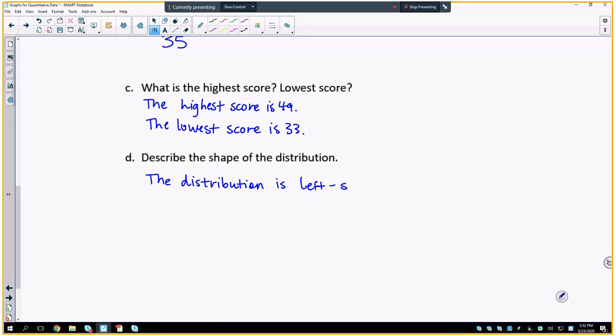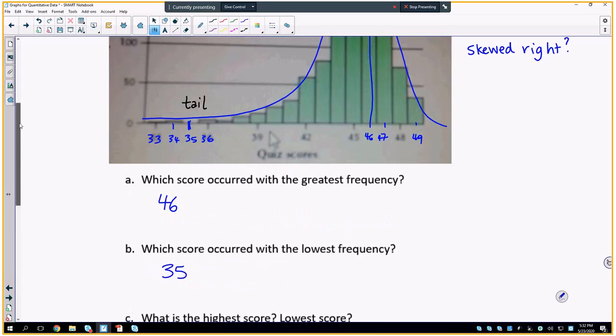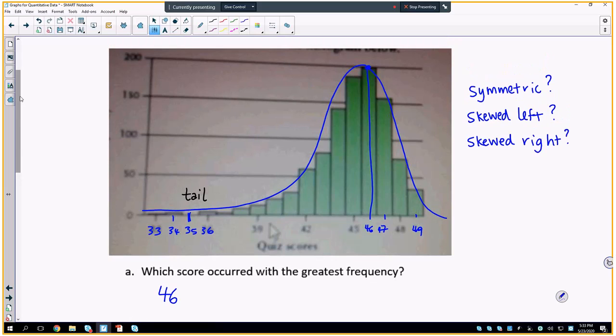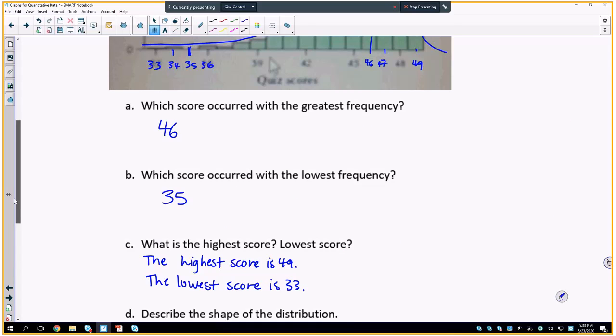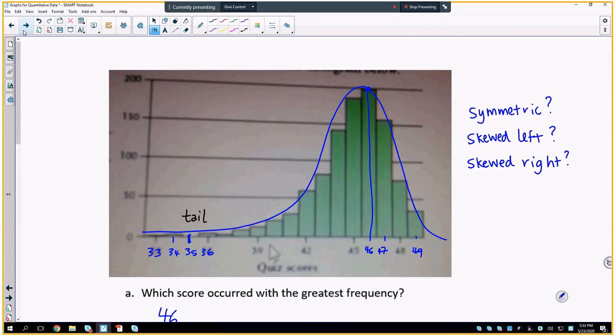So one important thing to notice here is that it's not necessarily about which side has more of the data, because more of the data is actually on the right side in this picture, but it's just this tail. The tail is longer on the left, so it's skewed left or left skewed. All right, we'll do one last example.